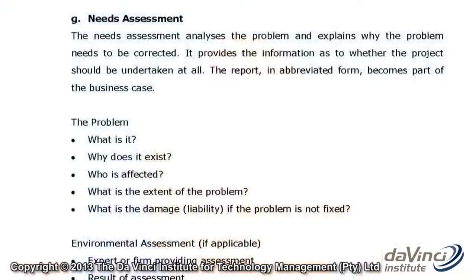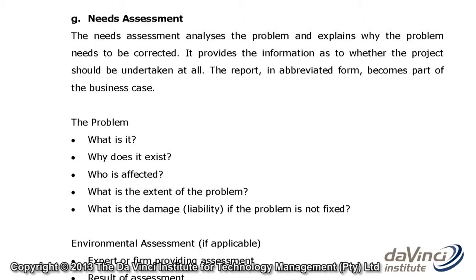Just guys, why the problem needs to be corrected. So from a coffee machine point of view, why would it need to be corrected? Because you've got unhappy staff. So you'd have to justify that and motivate that, okay? It provides the information as to whether the project should be undertaken at all. The report, in abbreviated form, becomes part of the business case.